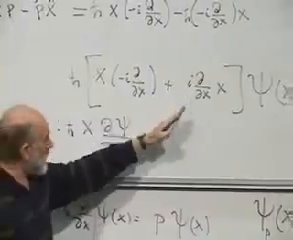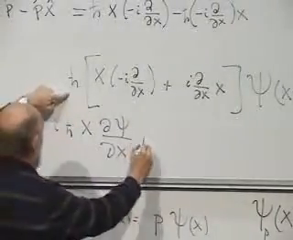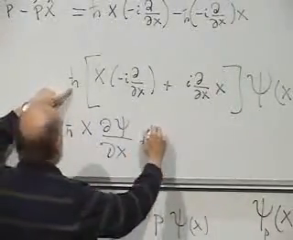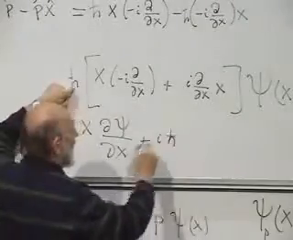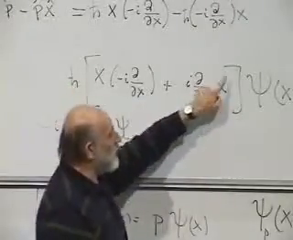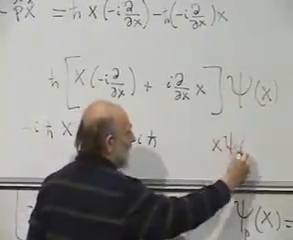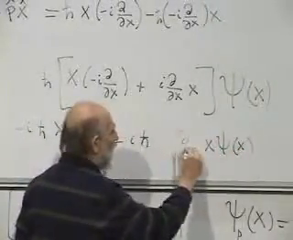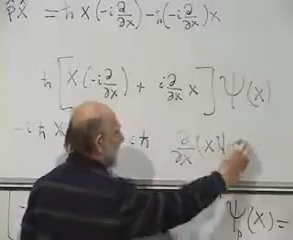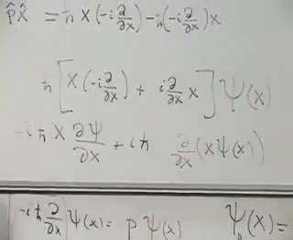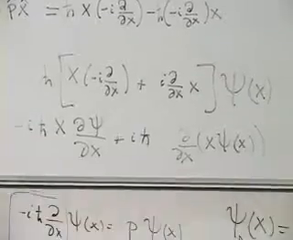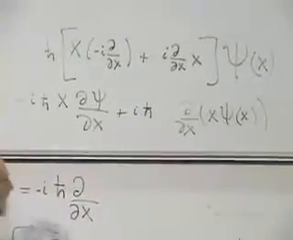In the other term, we have plus i h bar, and now first we hit psi with x. That means we have x times psi of x, and then we differentiate the whole thing. What's the derivative of x times psi of x? We have to work that out.